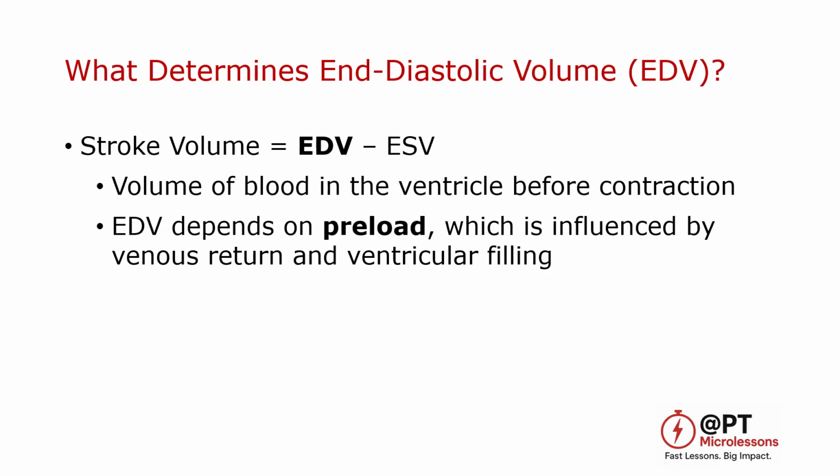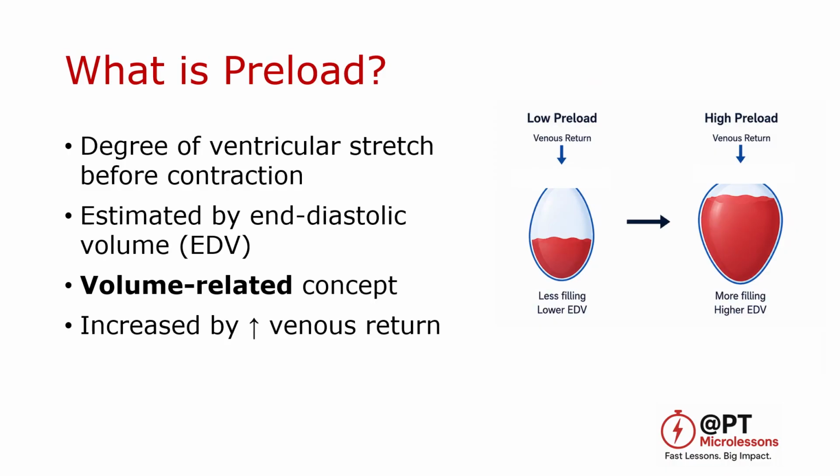Building on the stroke volume equation, let's first look at end-diastolic volume. End-diastolic volume is the amount of blood in the ventricle just before it contracts. The key point here is that end-diastolic volume depends on preload, which reflects how much blood returns to and fills the ventricle during diastole. In general, greater venous return results in a higher end-diastolic volume, providing more blood for ejection with the next heartbeat. In the next slide, we'll take a closer look at preload and the factors that influence it.